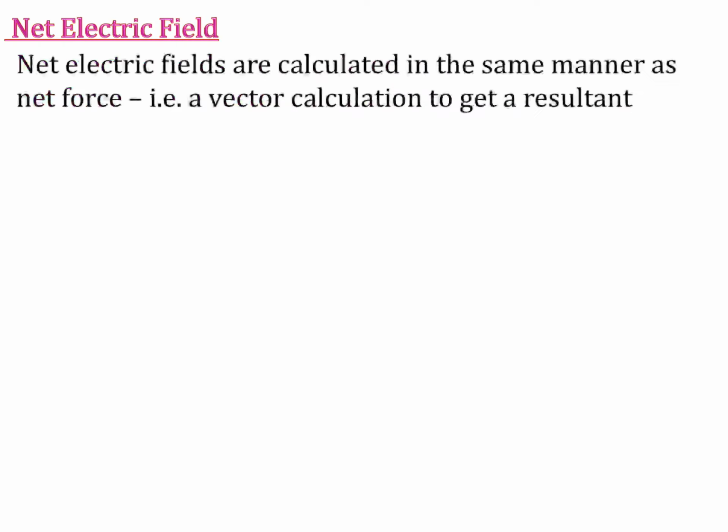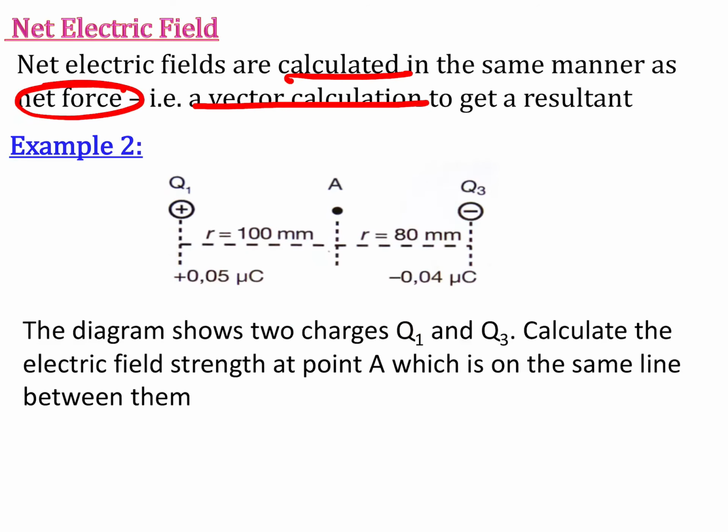All right. Net electric field. Now, before the wheels fall off. Net electric field, listen to this, is calculated in the same way as net force, with a vector calculation. Same as what we did with net force, we calculate each of the fields that we're looking for and then look for net. So here we have example 2. The diagram shows Q1 over here, which is plus 0.05 microcoulombs, and we have minus 0.4 microcoulombs, and they say calculate the electric field strength at A.